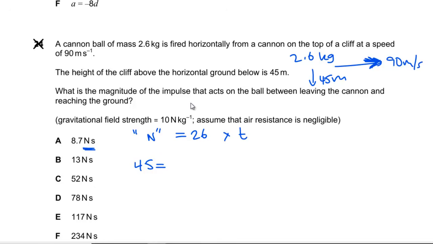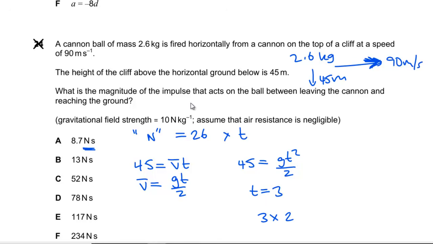So 45 meters is our average velocity times time. Our average velocity is gt over 2, as in half the accumulation of the acceleration, seeing as we started at 0. So we've got that 45 is gt squared over 2, which you probably notice being s equals ut plus a half at squared, but I'm no fan of SUVAT. I don't think it's good physics. So g is 10, so we've got t squared is 9, which means t is 3, which means that our impulse is 3 times 26, which is, what, 78. So D.